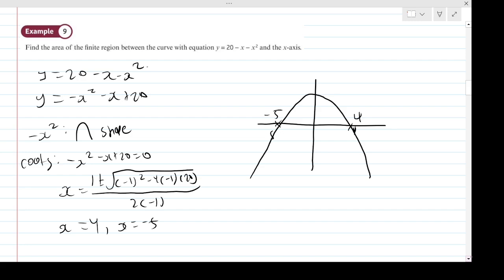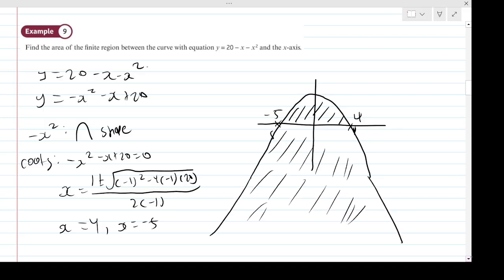So the area of the finite region between the curve and the x-axis is actually going to be this region here between minus 5 and 4. Hopefully that made sense. It wouldn't be that area down there because actually the curve will keep going down. So the area would just keep going on and on and on, right? So it's only between the x-axis and the curve that has to be that region there, okay?